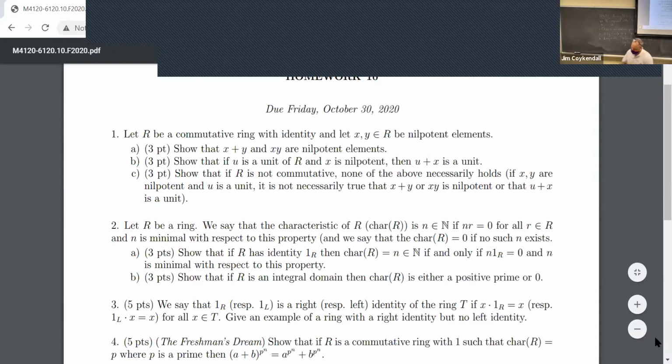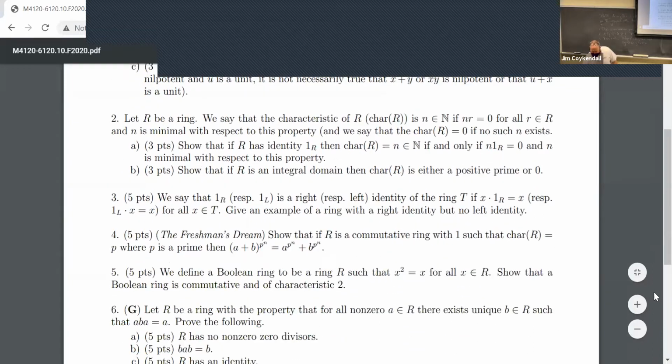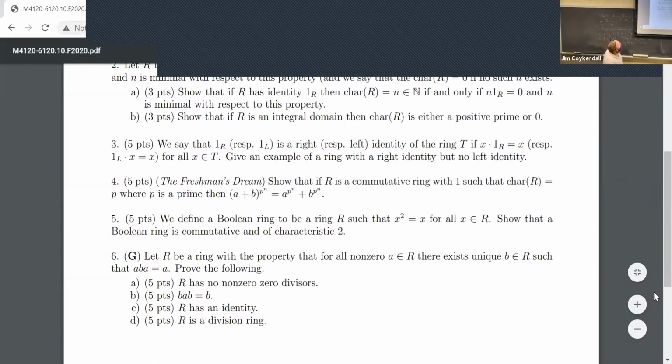Number 3, we say that 1R, respectively 1L, is a right, respectively left identity of a ring if when you hit anything on the right by 1R, it leaves it alone, or if you hit it on the left by the left identity, it leaves it alone. Give an example of a ring with a right identity, but no left identity. Again, let me help you out here. Look at 2x2 matrices, and you might be able to find a ring in there that does the trick.